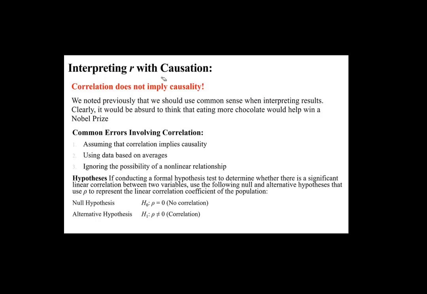Finally, hypothesis. Could somebody read that for us? If conducting a formal hypothesis test to determine whether there is a significant linear correlation between two variables, use the following null and alternative hypotheses, using rho to represent the linear correlation coefficient of the population. Thank you so much, Maria. So remember, in short, when we reject H0, that means there is a correlation.